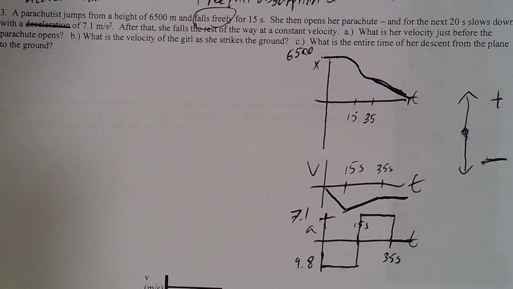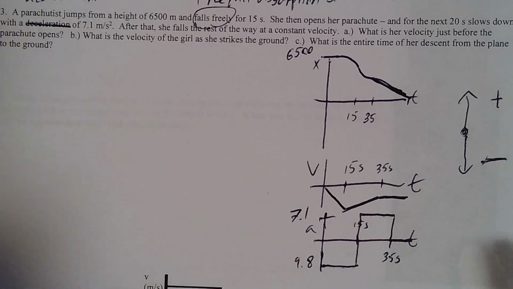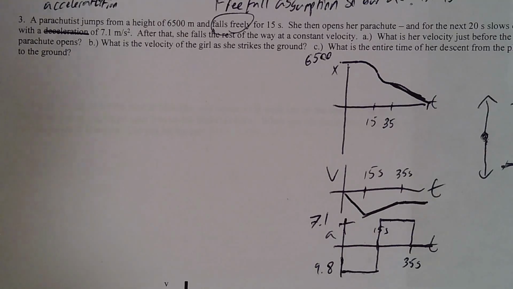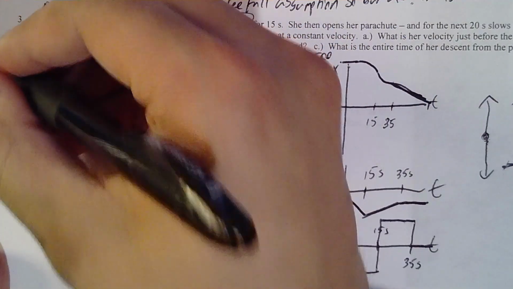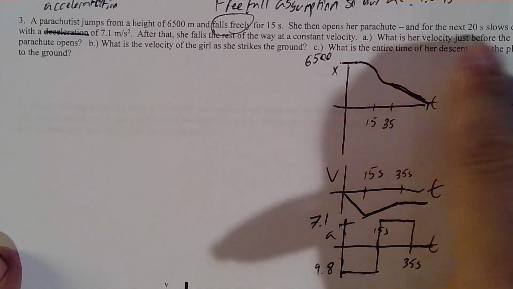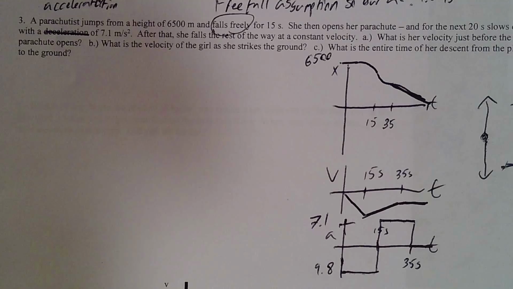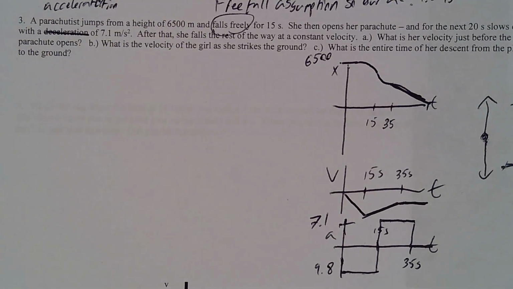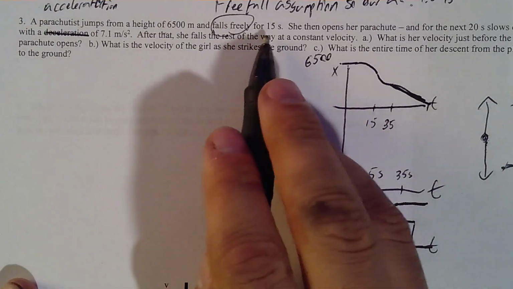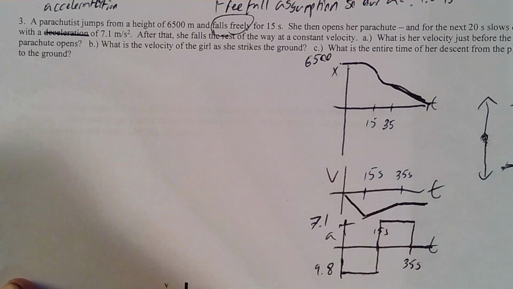Okay, graphing done. Lovely. We know what this all looks like. So, cool. Great. This looks great. How are we going to actually solve these problems? Well, let's look at this. The first thing that it asks is, what is her velocity just before her parachute opens? Well, we go to our questions. We see that we are falling freely for 15 seconds.